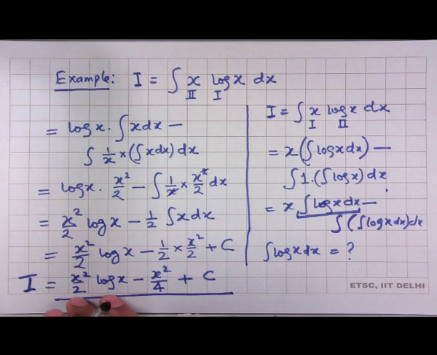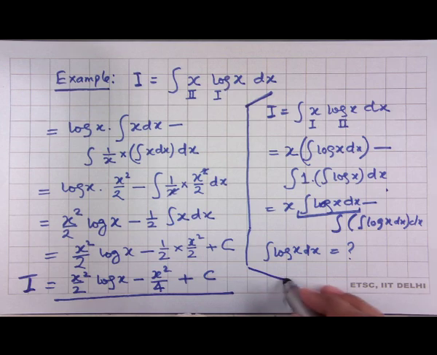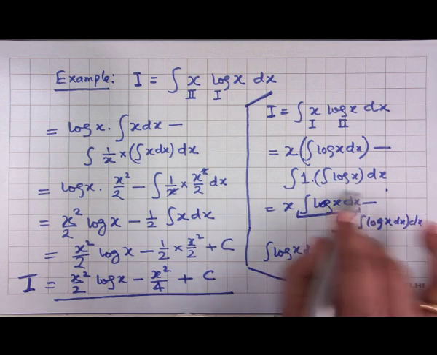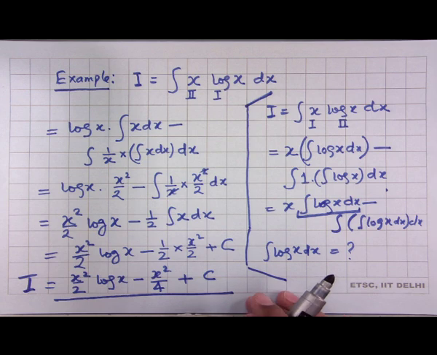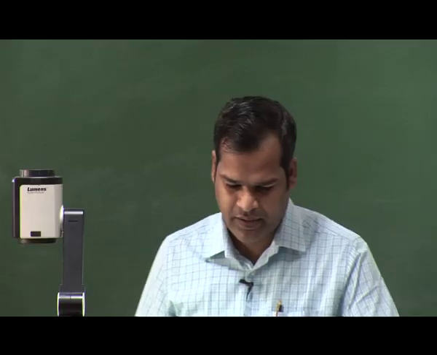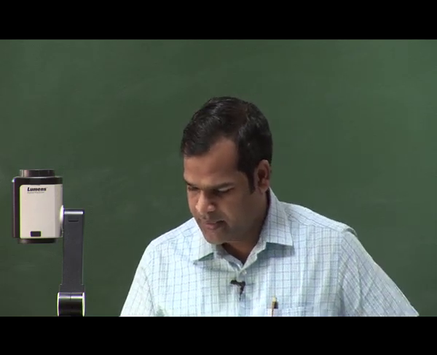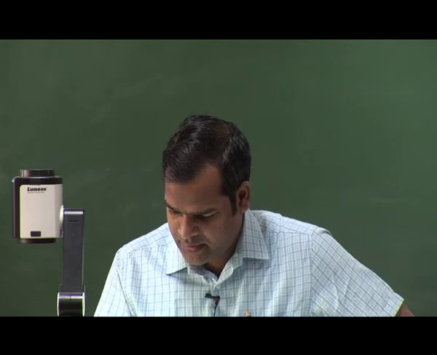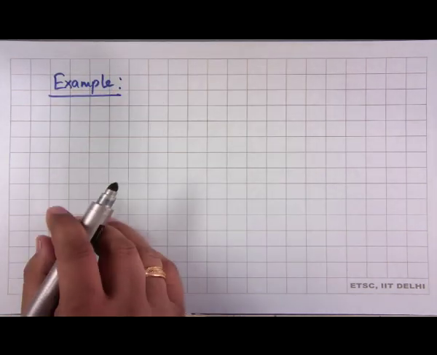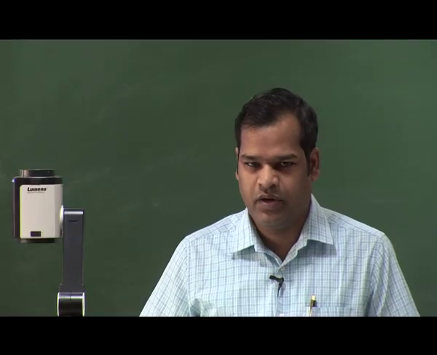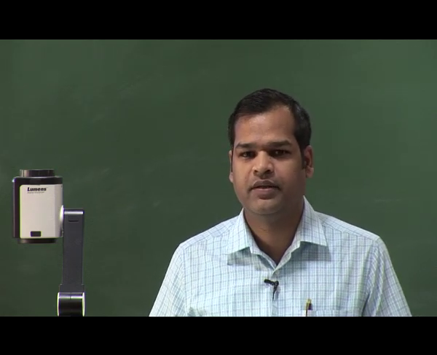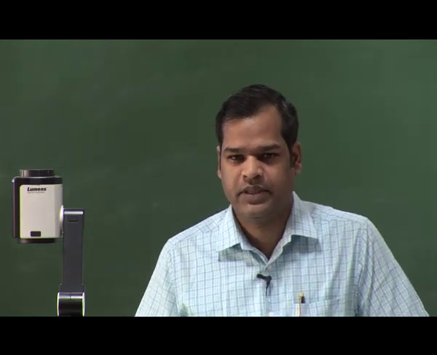So, the evaluation of this integral could be easily done if we choose log x as first function and x as second function, while if we choose x as first function and log x as second function, we reach a problem where we have to find the integral of log x, which we do not know at this stage. So, making a choice of the function is really important. If you make a wrong choice, then you may reach an evaluation which becomes very complicated, as we saw in the case of x log x. It was a very simple looking function, but the integral of log x was creating trouble for us.